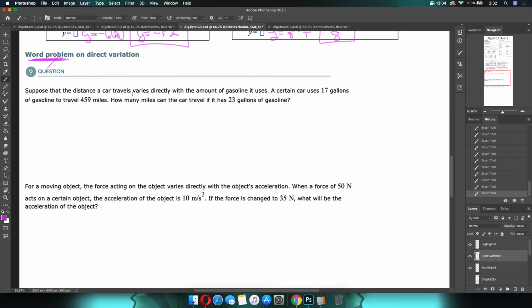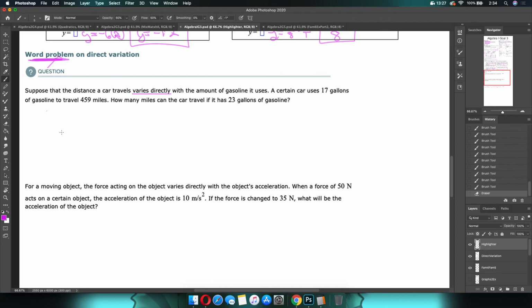So you see the word varies directly. That's our key right there. Because you have y equals something x, right? Let me rewrite that. Let me get my keywords here first. I'm doing this on the wrong layer. All right, I think we're all caught up.